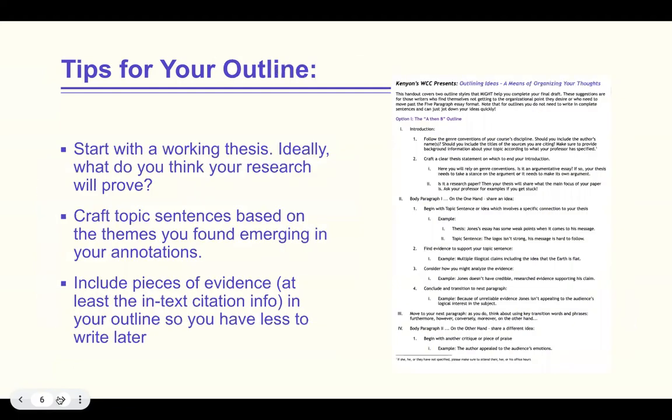So let's talk about that stage. Here are a couple tips for creating an outline. We do have several outline handouts on the homepage of our Kenyon Writing Center website. You should start with a working thesis. Ideally, what do you think your research is going to prove, or what's your research question or statement? You should craft topic sentences based on the themes you found emerging in your annotations, especially if you're using those keywords. And you should include pieces of evidence, at least the in-text citation info for these pieces of evidence, in your outline so that you have less to write later. We have one example of how to do so on the right.